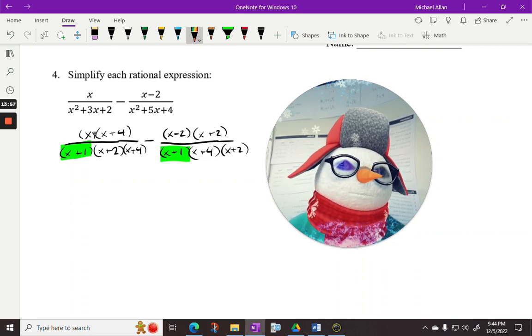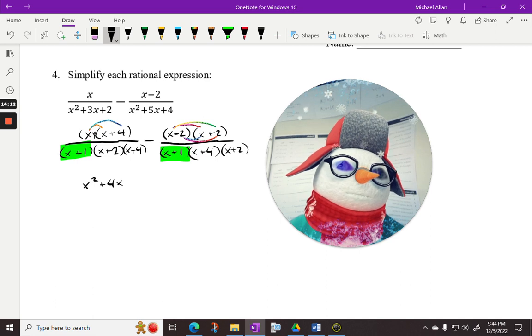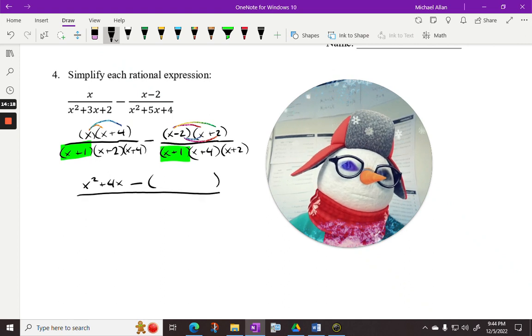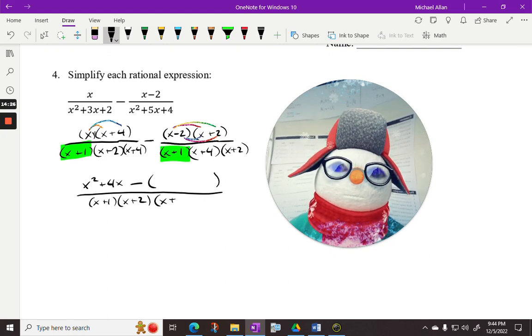But what we have to do is use our little rainbow method here and distribute these two things into each other. All right? So the first one here ends up being x squared plus 4x. And I'm going to have a minus here. I'm going to put big brackets around this. And this is all going to be over top of my common denominator, my x plus 1, my x plus 2, and my x plus 4.